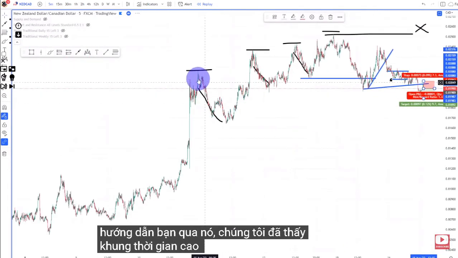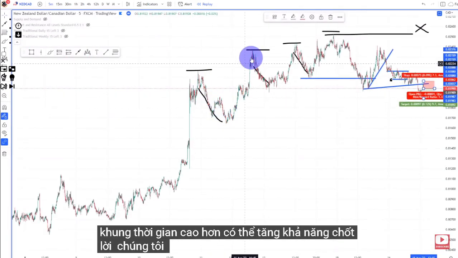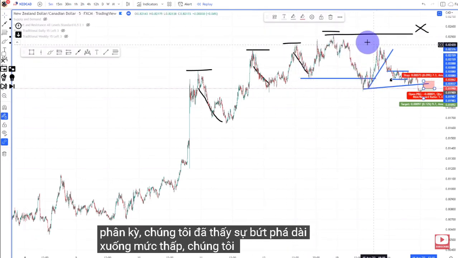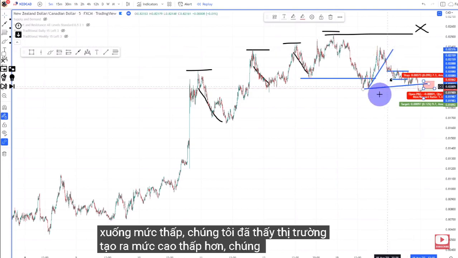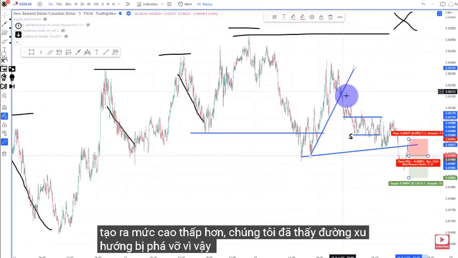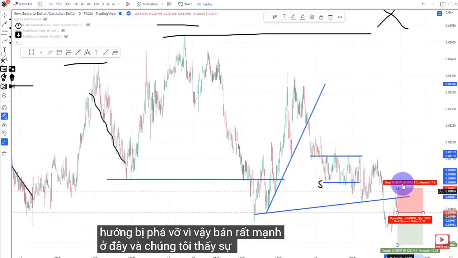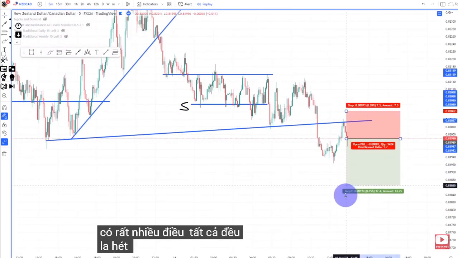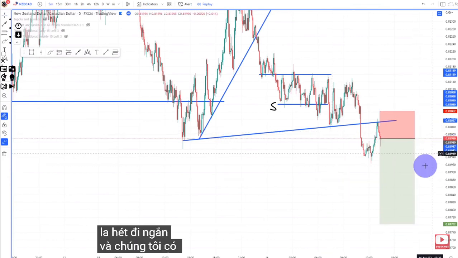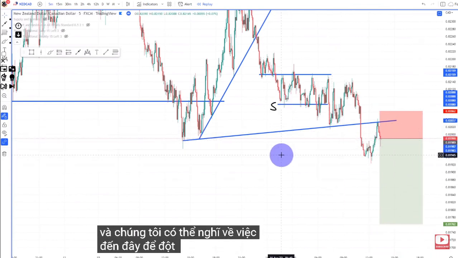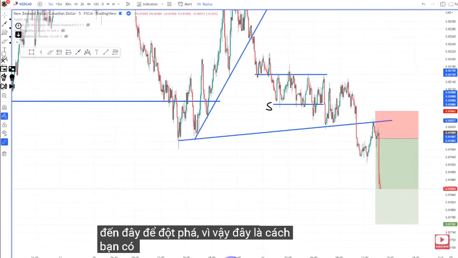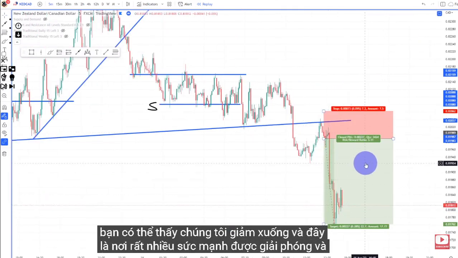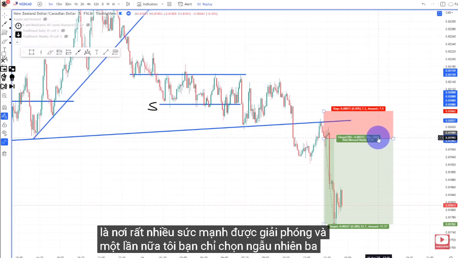We have seen the higher time frame probably increased profit taking. We have seen here the divergence. We have seen the long breakout into the low. We have seen the market make a lower high. We have seen the trend line get broken, so very strong selling here. And we see the break and retest. So there's so many things that are all screaming go short, and that we could think about getting in here on a breakout. So this is how you can see we move lower, and this is where a lot of power is released. And again, I just selected a random 3-to-1.